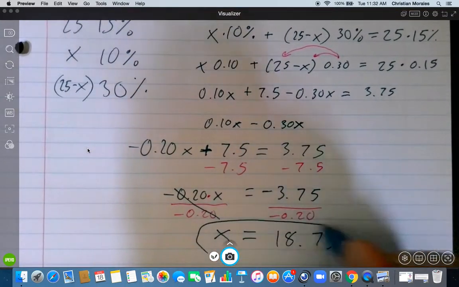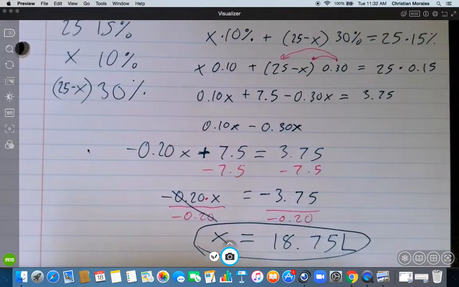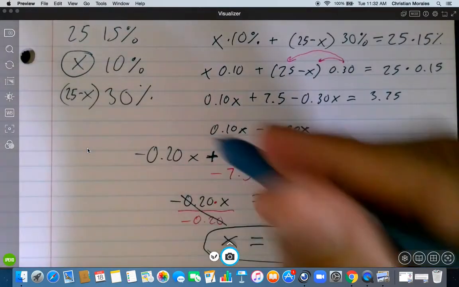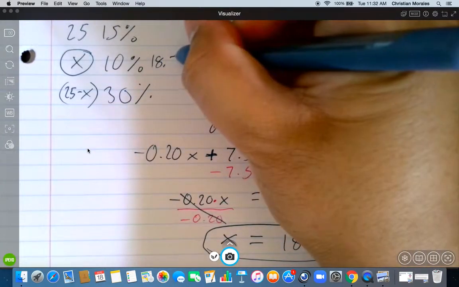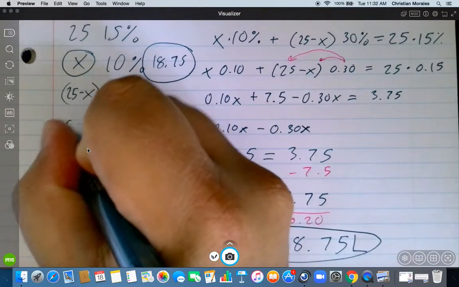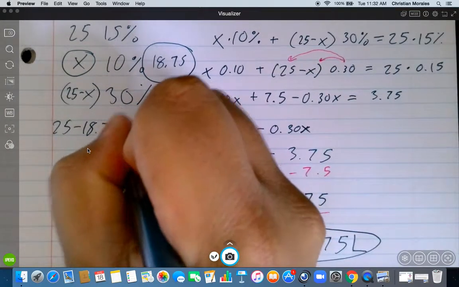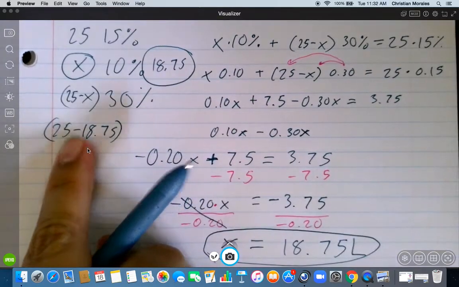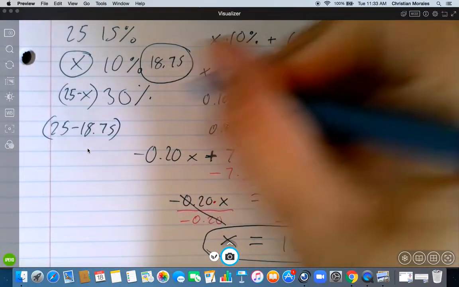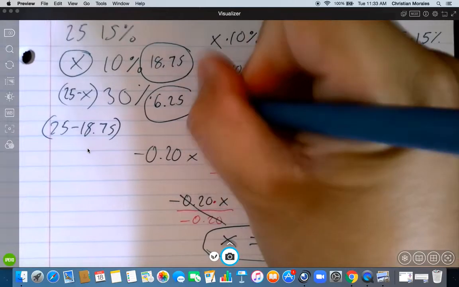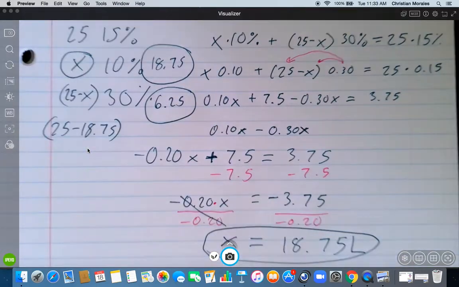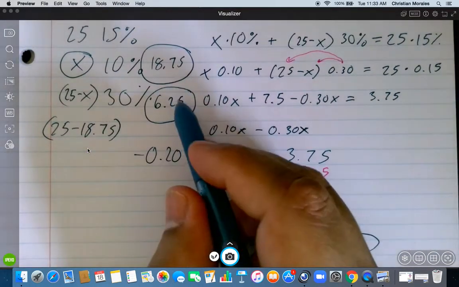Okay, so this is how many liters are in the first mixture. The first mixture of 10%, this is the 18.75. That's how much I'm using of that one. Now here, what I need to do is subtract that amount to find out how much I'm using of the 30%. So if I take 25 minus 18.75, I get 6.25. So that's how much I'm going to use of the 30% mixture. When I mix these two together, I'm going to get this much. And that's my answer. Or those are both of my answers for the mixtures.